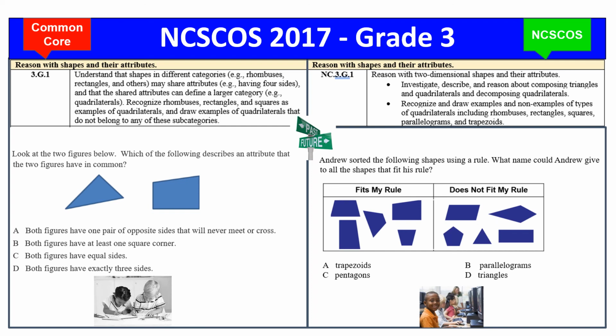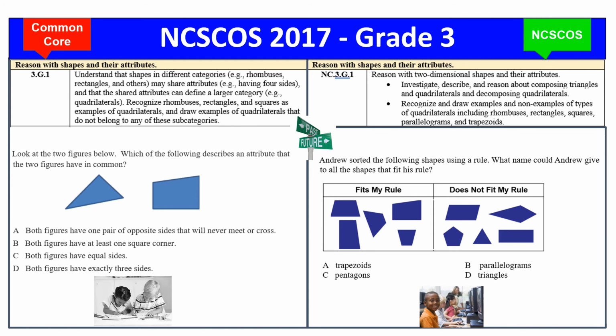Common Core 3G1 focused on understanding that shapes in one category could share attributes with other shapes in another category, and to understand that those attributes can define a larger category. For example, squares have 4 sides and parallelograms have 4 sides. Having 4 sides is an attribute of a larger category called quadrilaterals. The focus of NC 3G1 is slightly different.